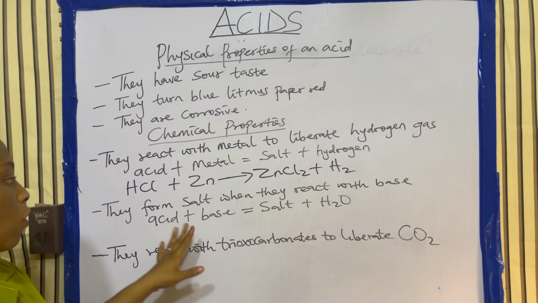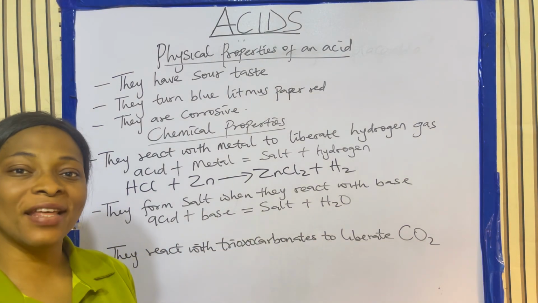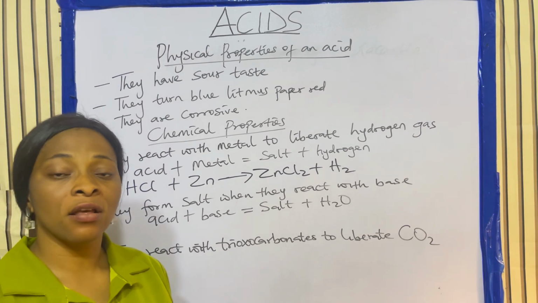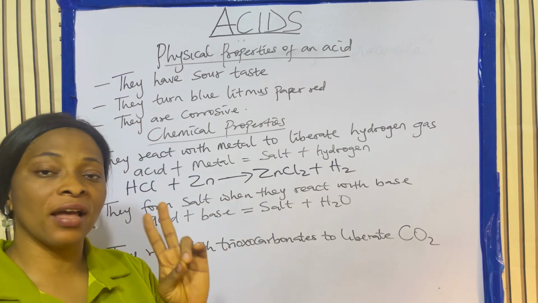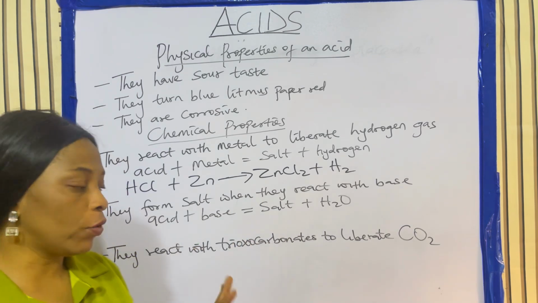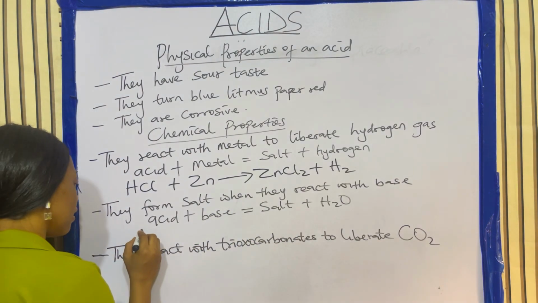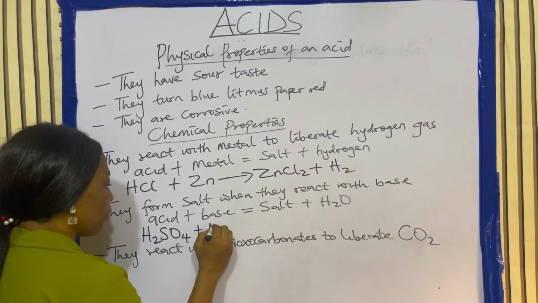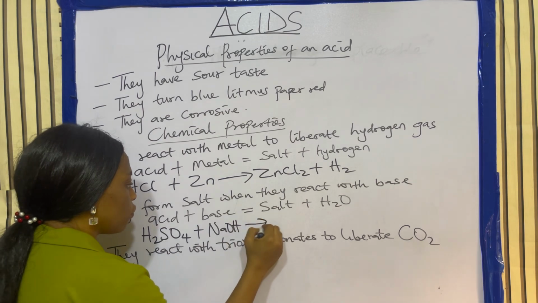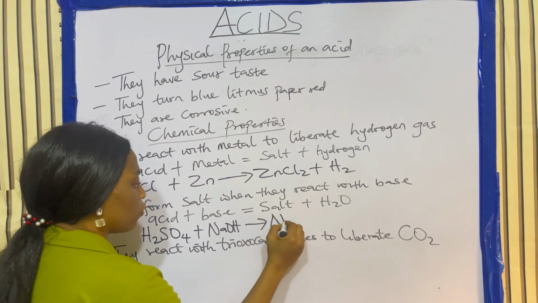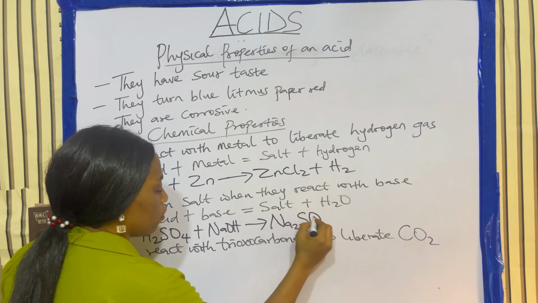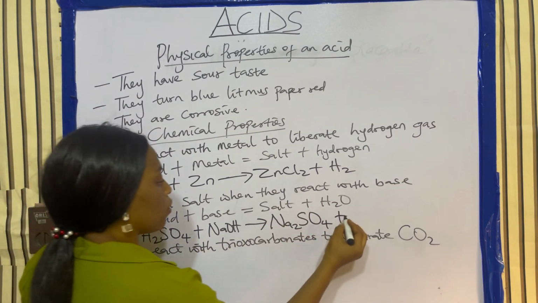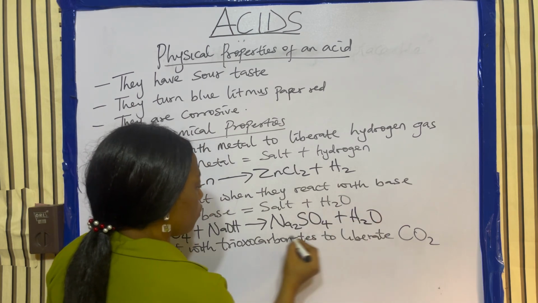Number 2, they form salt when they react with a base. We call it a neutralization reaction, a reaction where an acid reacts with a base to give you only 2 products, which are salt and water only. So let's say you have your tetraoxosulfate (VI) acid reacting with sodium hydroxide, which is a base. It is going to give us sodium tetraoxosulfate (VI) plus water. So this is the salt form.